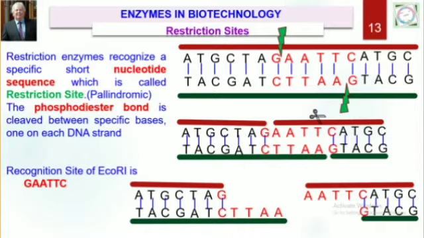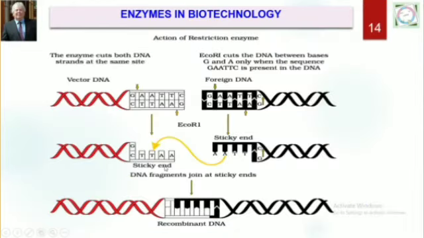But till that point, let us keep down to the recognition site of EcoR1, which happens to be GAATTC. This is one diagram that you have already seen in your textbook. How this enzyme cuts: the enzyme cuts both DNA strands at the same site.